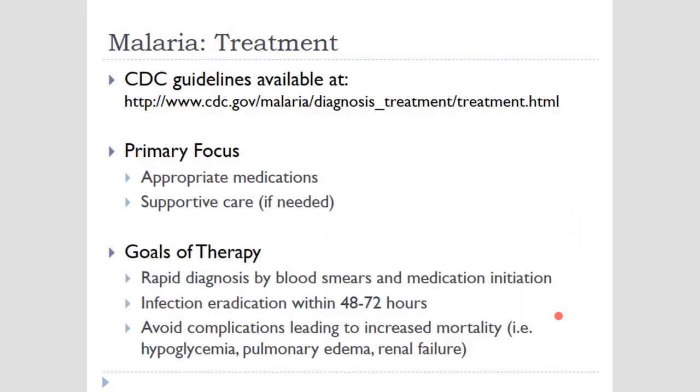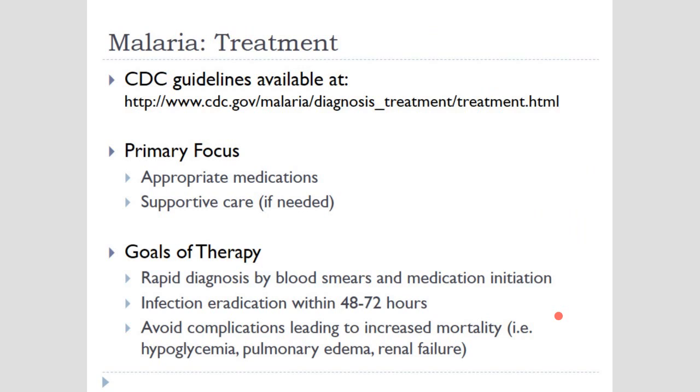Finally, as far as treatment is concerned, again, these are CDC guidelines available. The most important thing is that you have to take medication and you have to give supportive care if needed. The goal of the therapy per se is that you really have to act fast. You have to make sure that you don't miss the train or miss the flight, so to speak. So it has to be rapid diagnosis and medication initiation. And the whole idea is you have to get rid of the infection within 3 days, so that it doesn't lead to any complication.